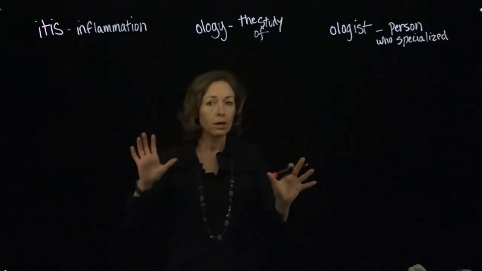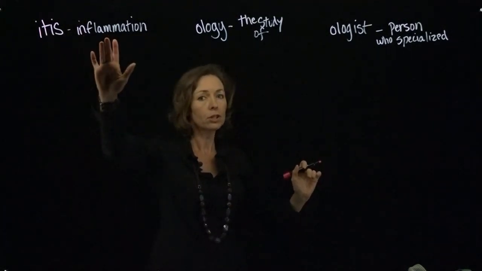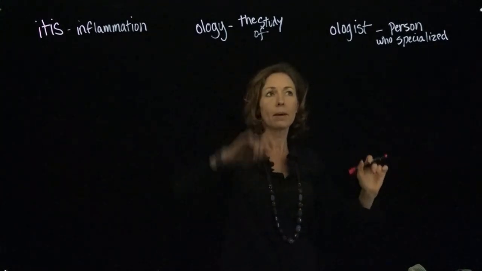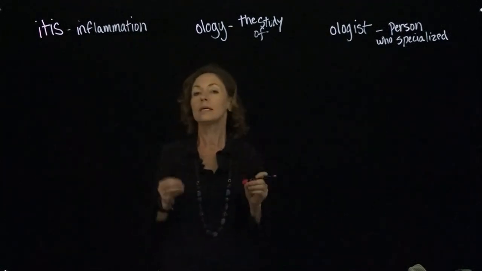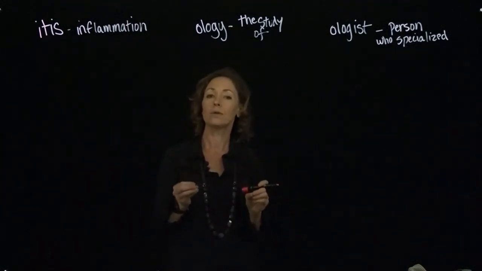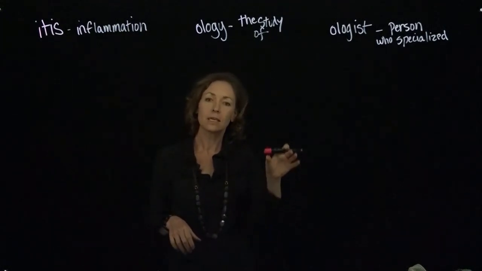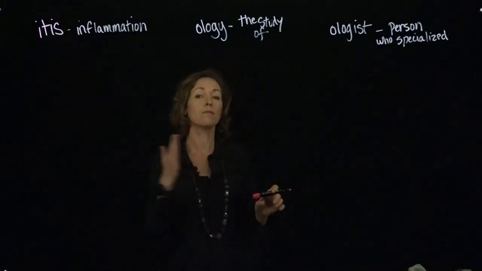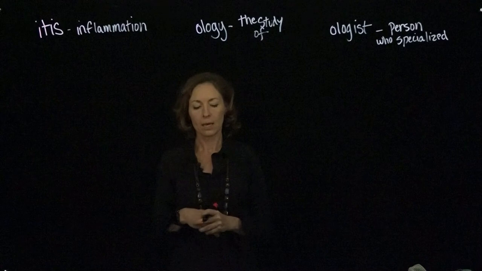So you should have 3 cards, and this is the way that it's going to work. Itis on the front, inflammation on the back. Ology on the front, the study of on the back. An ologist, person who specialized. Now let's look at some of our key roots. We're going to have roots, we're going to have prefixes, we're going to have suffixes. Suffixes are endings. Prefixes are words that come before, that indicate something about the middle of the word.